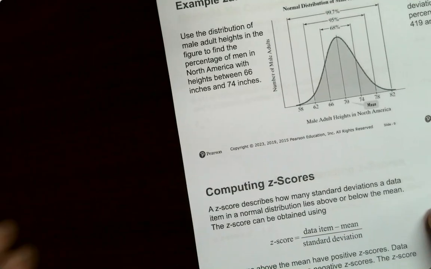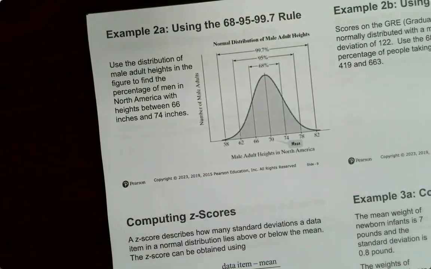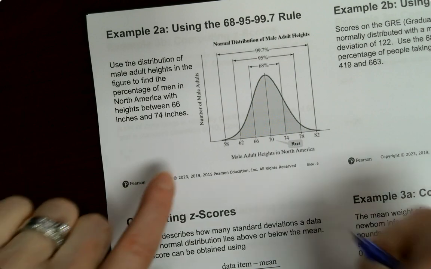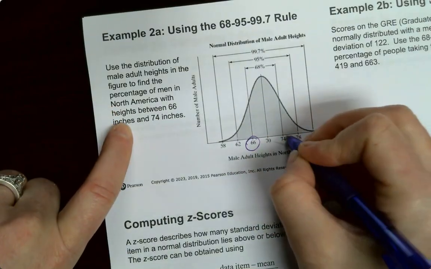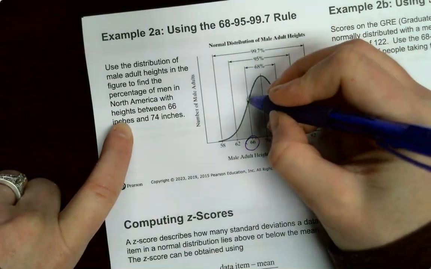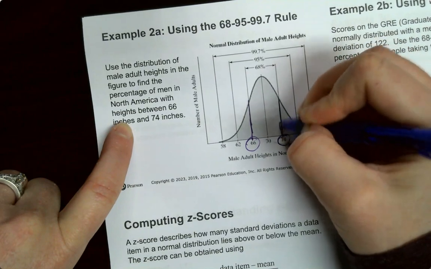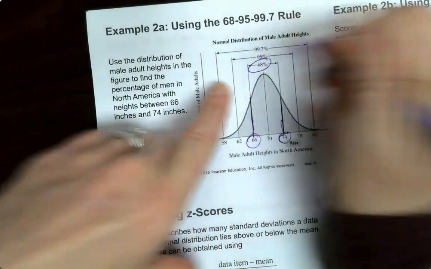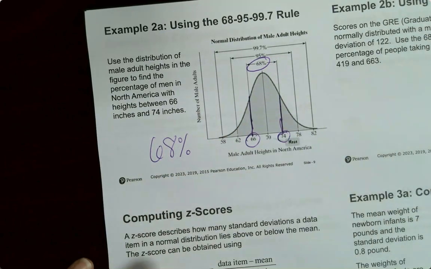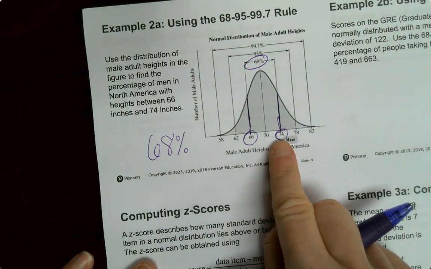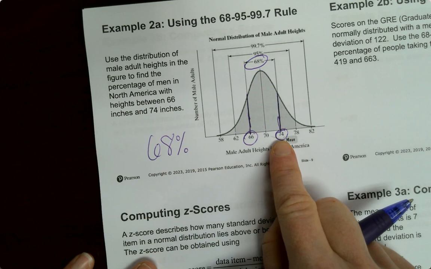Look at the next problem. Use the distribution of male adult heights to find the percentage of men in North America between 66 inches and 74 inches. So we want to find the percentage between 66 and 74. Using the rules, it's between these two, which gives us 68%. 68% of men are between the heights of 66 and 74 inches.